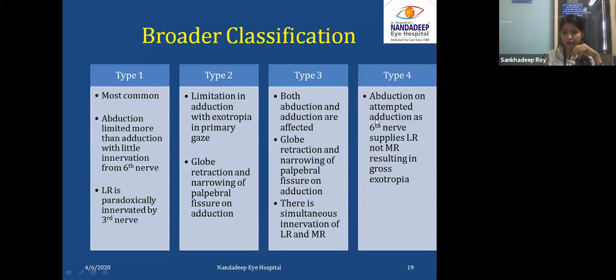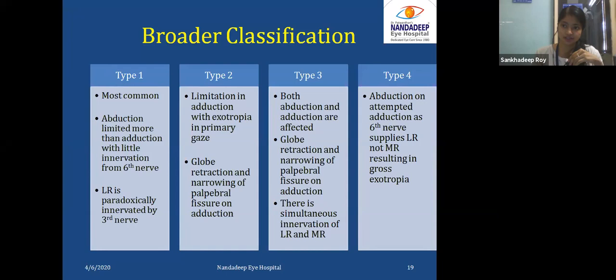So for new learners of DRS, this is very important to understand. I'll repeat one more time. For type 1, which is very common, abduction is limited more than adduction. This is number one. For type 2, there is limited adduction with exotropia. In type 2, exotropia will be there when you check the cover test. And number 3, there is a limitation of adduction as well as abduction.